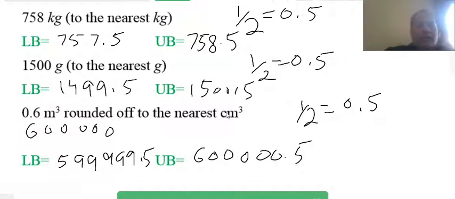So this is how we can calculate upper bound and lower bound using the shortcut method when some number is rounded to the nearest whole number or nearest kg, and sometimes when we have to convert one unit into another unit, and then we have to find the upper bound and lower bound.